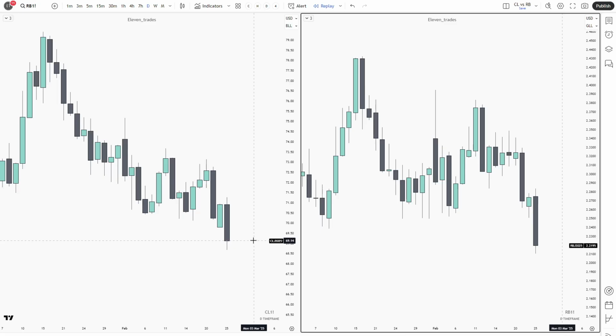What's going on, traders? Today I will be going over a trade that I took on the crude oil, and I made $1,300 using the model, which I will be going over next week after the daily buys video.